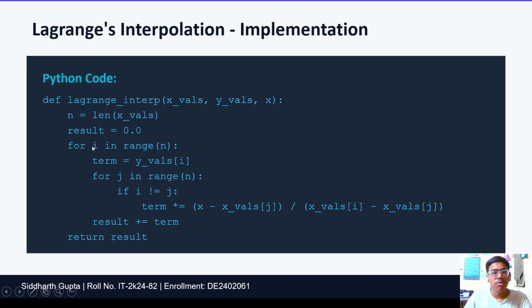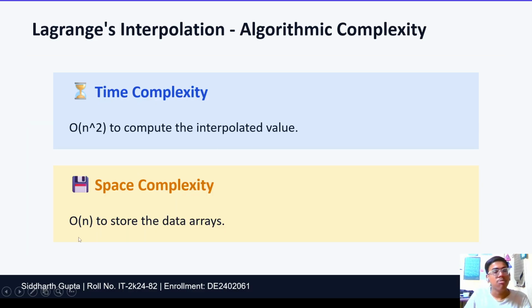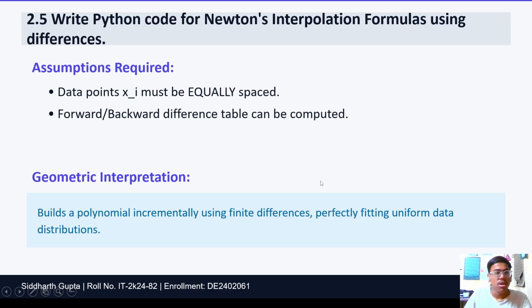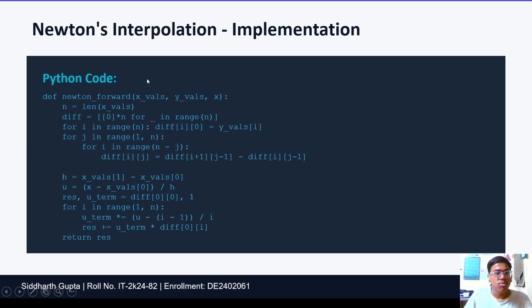The time complexity will be O of n square, as you can see two for loops coming here nested, and the space complexity will be O of n to store the data. Moving on to the Python code for Newton interpolation forward difference. Again, we will assume that the data points must be equally spaced, and the forward difference table is already computed. Now, moving on to the code.